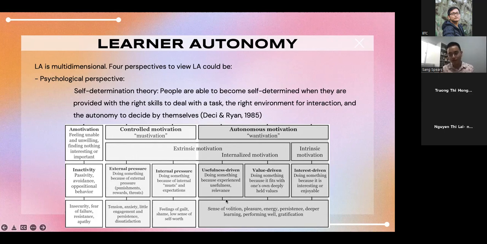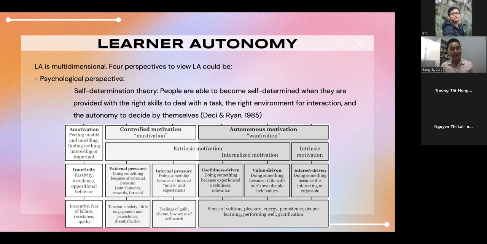And also moving towards the other end of the spectrum, we can see autonomous motivation, or in other terms, we call it wantivation. Wantivation means the learner really wants to do it. So the motivation most of the time would be driven by the usefulness of the task. They see that their learning is really meaningful. They think it's useful and relevant to them. Then it would trigger the internalized motivation.